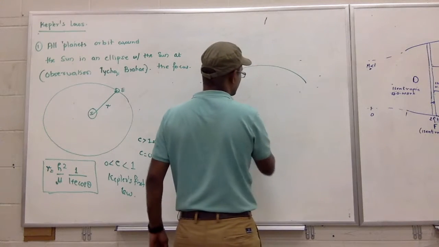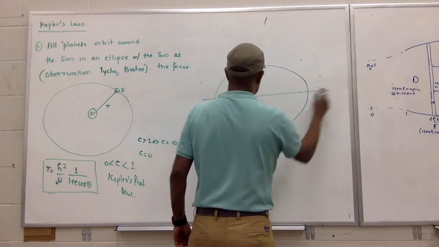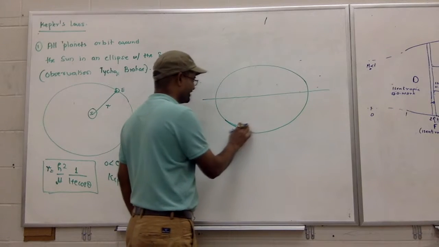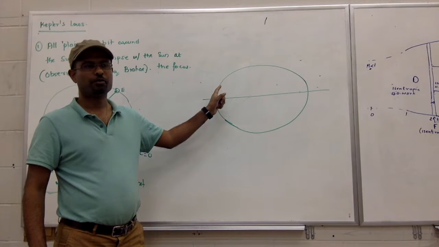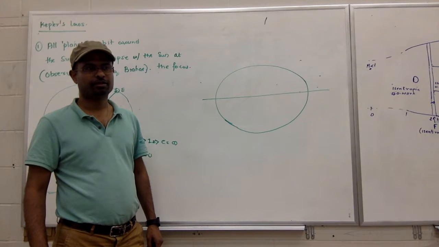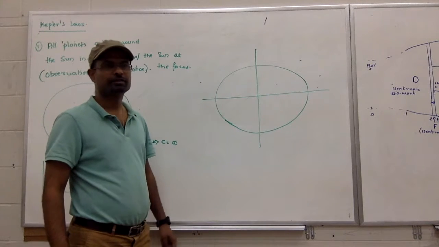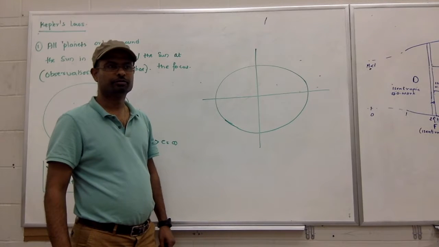This is the ellipse, okay? The longest distance and the height. This is the major axis. What is this? Minor axis. Where is the center? In the middle. The sun is not here.